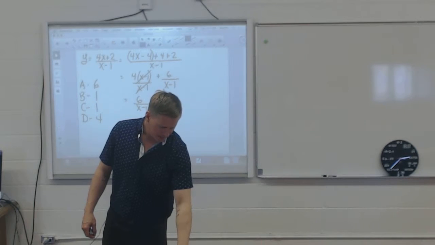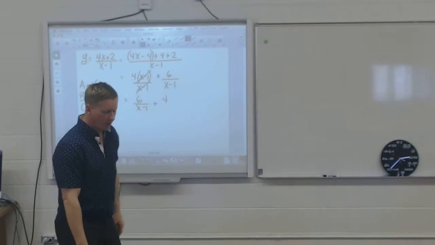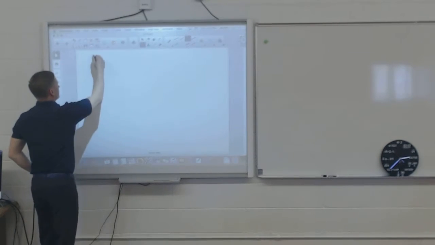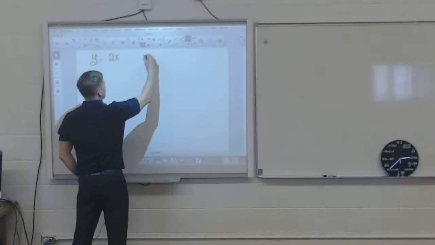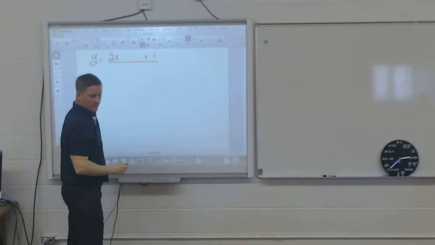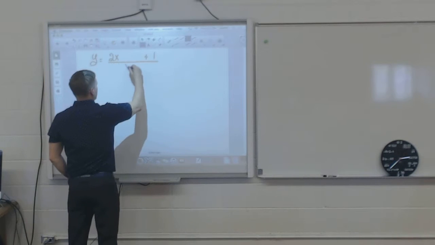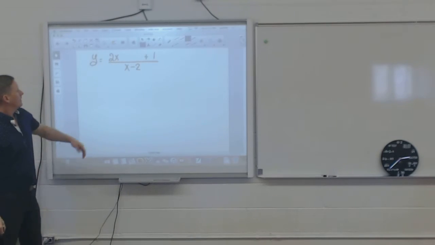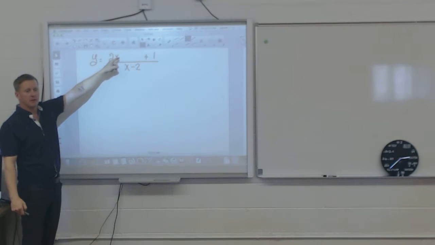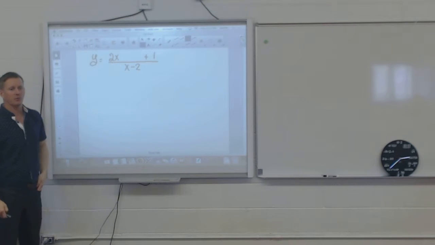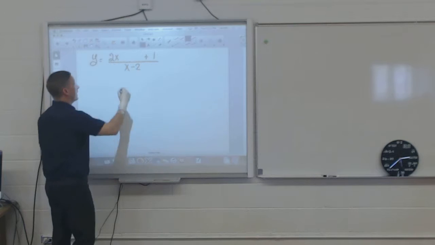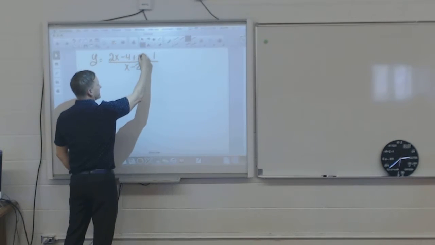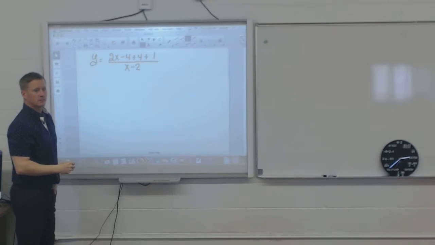Let's look at question 3, A on 301. All right. So I need to add something here, so that when I factor it out, I'm going to get x minus 2. So what do I add to 2x so that when I factor it, I'm going to get x minus 2? Plus or minus? Minus. So I'm going to add a minus 4 here, which means I have to add a 4 right there. Okay?